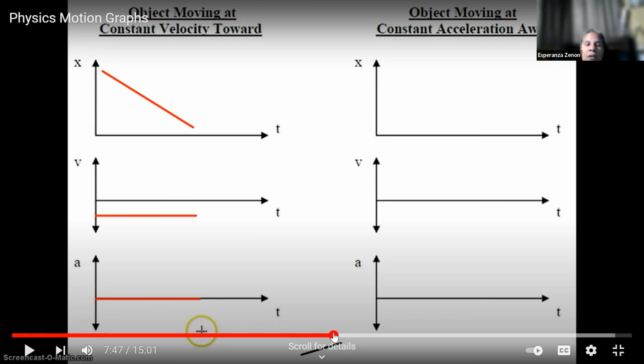Okay, so I don't typically have you use the graph to calculate things, but I do like to use the graphs to ask you, based on this graph, what is the object doing? Okay. And then, of course, we went to the final scenarios where you had a positive acceleration, meaning the object is moving away.